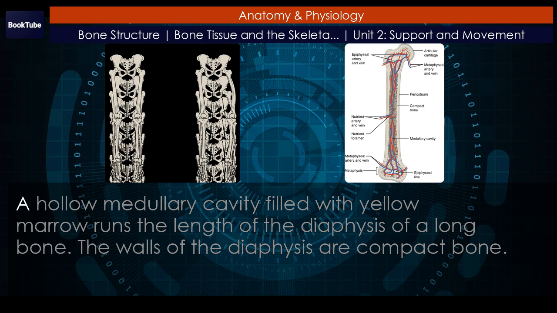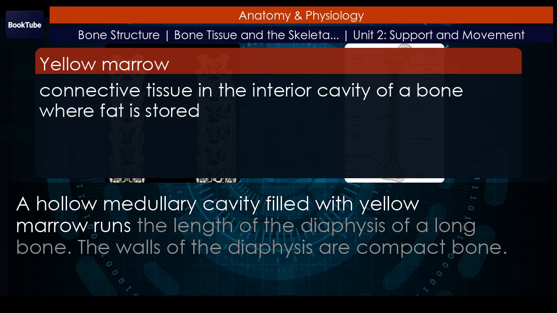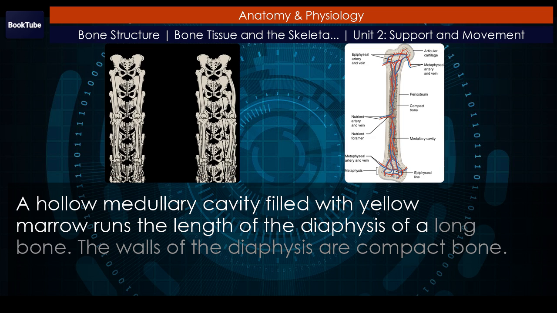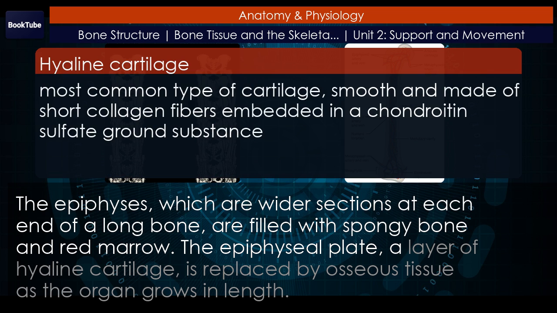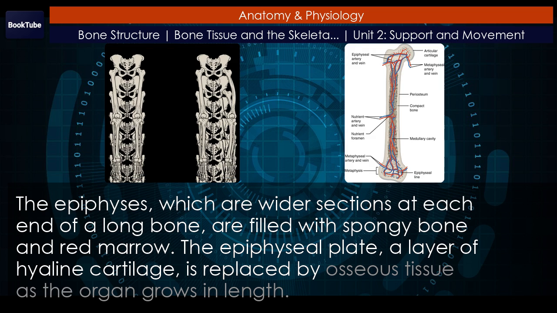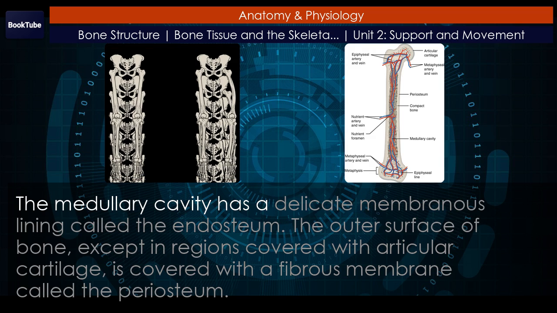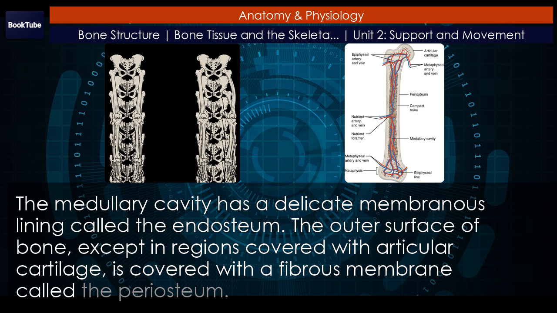Chapter review. A hollow medullary cavity filled with yellow marrow runs the length of the diaphysis of a long bone. The walls of the diaphysis are compact bone. The epiphyses, which are wider sections at each end of a long bone, are filled with spongy bone and red marrow. The epiphyseal plate, a layer of hyaline cartilage, is replaced by osseous tissue as the organ grows in length. The medullary cavity has a delicate membranous lining called the endosteum. The outer surface of bone, except in regions covered with articular cartilage, is covered with a fibrous membrane called the periosteum.